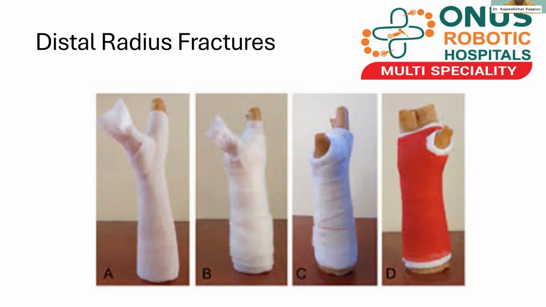So here we can treat these fractures completely conservatively without surgery. The plaster we keep usually for 3 to 6 weeks, but usually 3 weeks is enough. After 3 weeks, the plaster is removed and then physiotherapy is started to regain full function of the wrist.